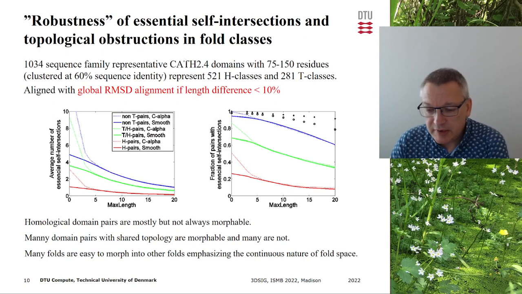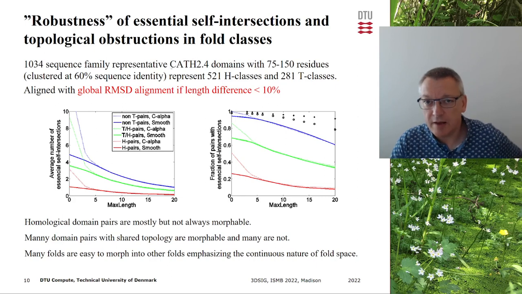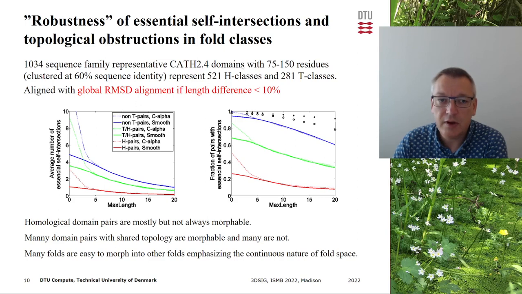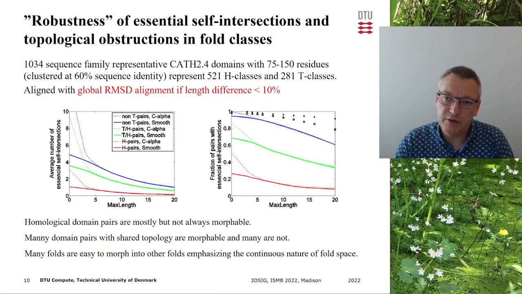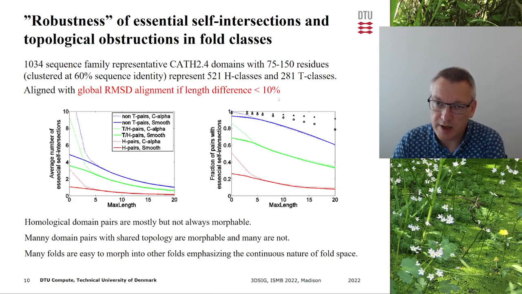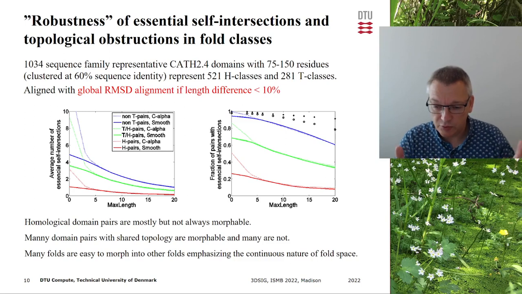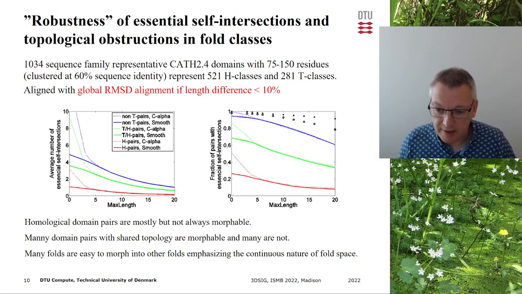Now, does this happen in the classification systems? To answer this, we have a look at a set of CATH domains. They are relatively short. They are clustered at 60% sequence identity, and the entire shorter domain is aligned to the bigger domain, which is only allowed to be 10% longer than the shorter one. So if they are actually classified as being equal, these domains should be fairly identical.